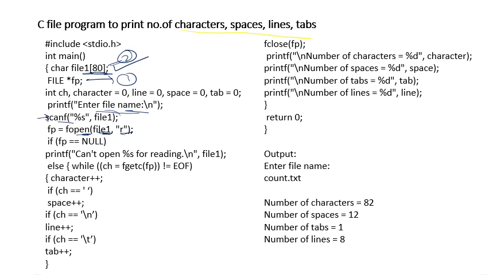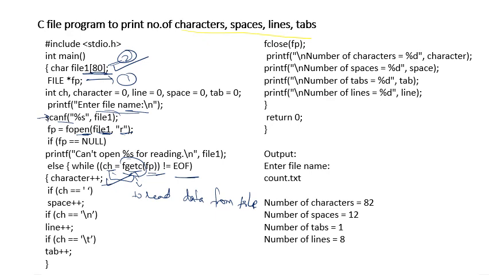If the file pointer returns null, the file is unable to be accessed or does not exist. Otherwise, take each character from the file. For that we can use the fgetc function, which reads data from a file. If you want to read data from the keyboard, we use scanf, and if you want to read data from a file, we use fgetc, while the character is not equal to EOF. Whatever character you take from the file is stored in ch, and the character count is incremented.